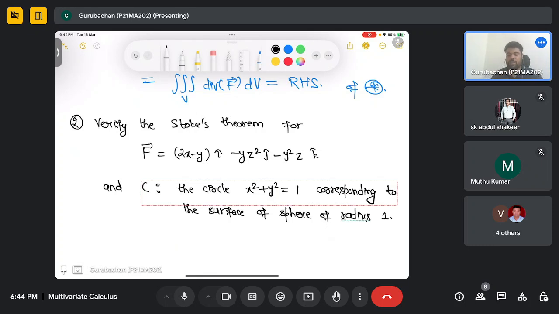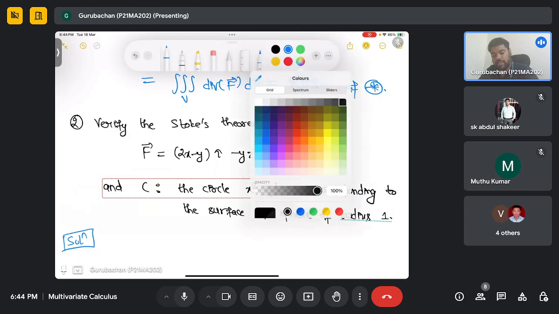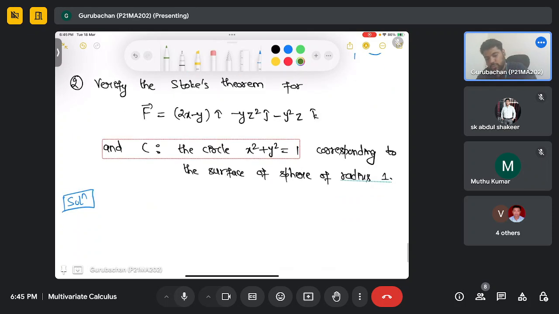So we have been given our force, and we have also been given that C is the circle x squared plus y squared equal to 1 corresponding to the surface of a sphere of radius 1. We want to verify Stokes theorem for this particular force F. For that, you try this one, and let me write the exact statement of Stokes theorem. You may try that also on your own.